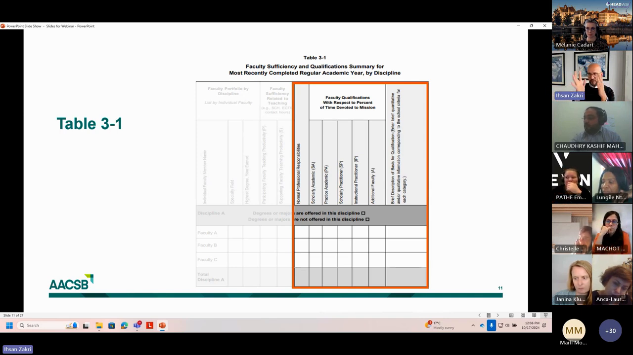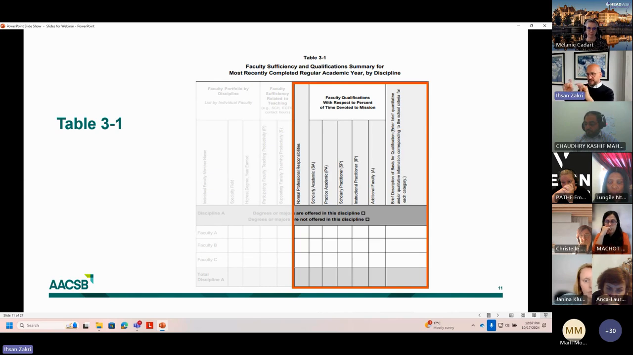So not the first two. We looked at why. We're listing the names. We listed the specialty field, the highest degree. We've done all of that on the left-hand side. We talked about the teaching, whether there is a teaching load, the metric, whether it's blank. And then we go to the faculty qualification with respect to the percent of time dedicated to the mission, devoted to the mission. And we will talk about what that means.